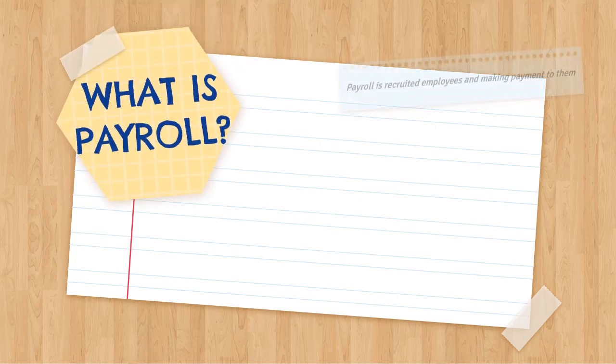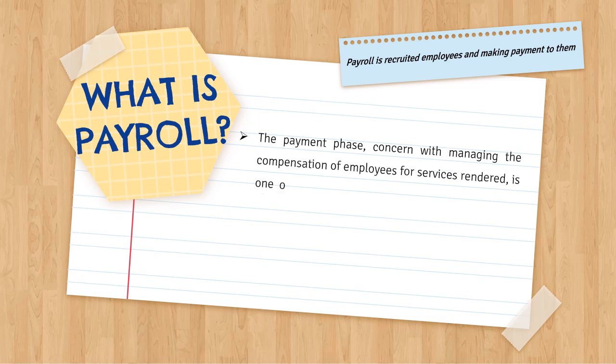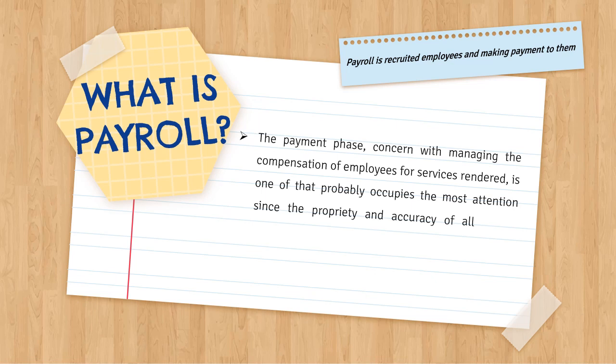There are 4 things that we should know about payroll. The first one is, what is payroll? Payroll is the process concerned with managing the compensation of employees for services rendered. It's one that probably occupies the most attention, since the propriety and accuracy of all payroll payments will have a direct impact on the fair presentation of financial reports.